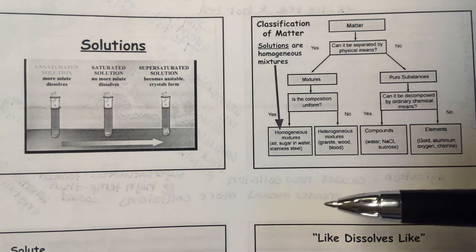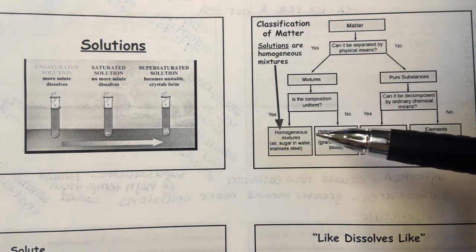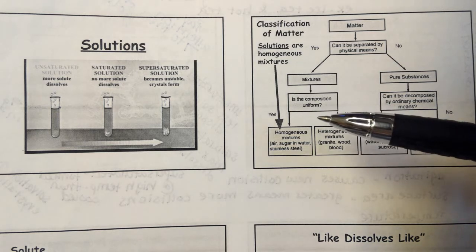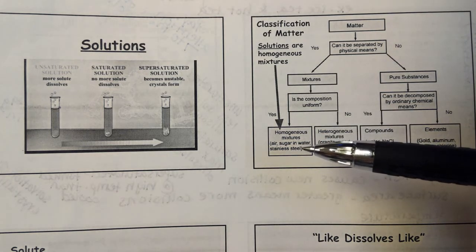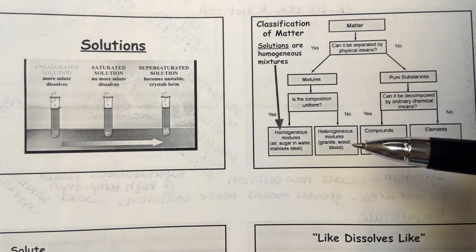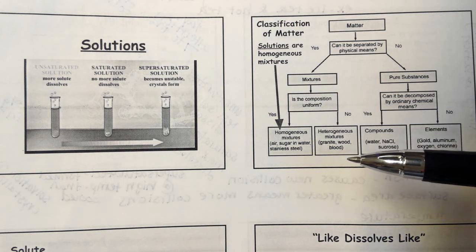we discussed briefly that it can be broken down based off of what it looks like. So if it is uniform, or if it looks the same, it's going to be considered a homogeneous mixture. And if you can distinguish the different pieces of the mixture, it's considered heterogeneous.